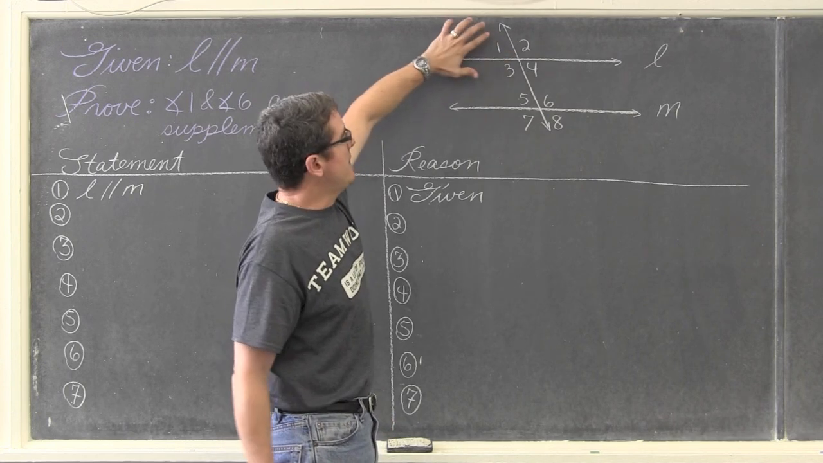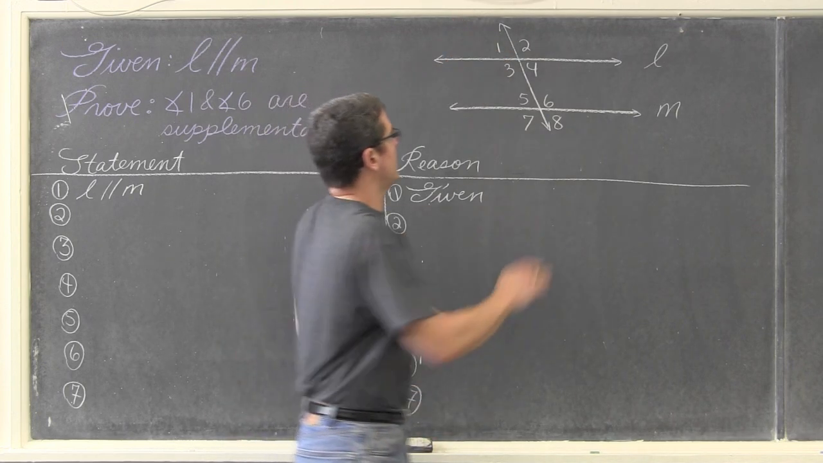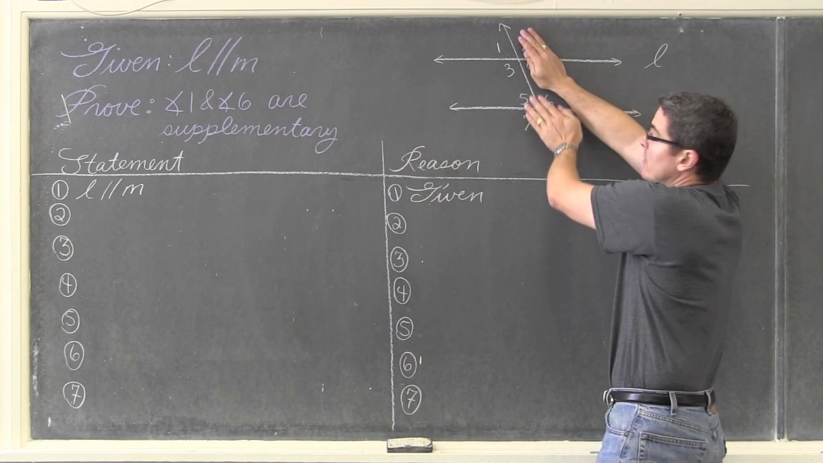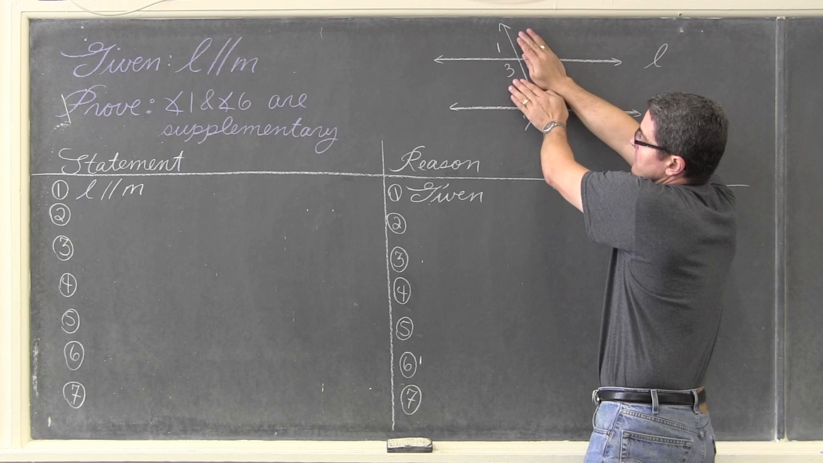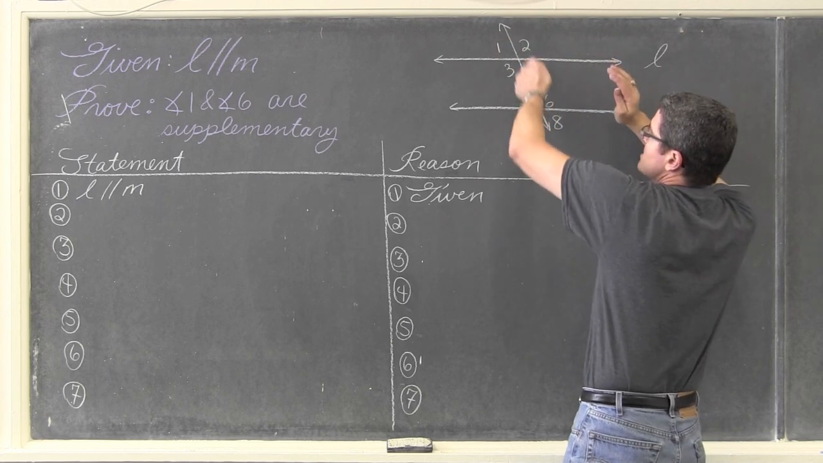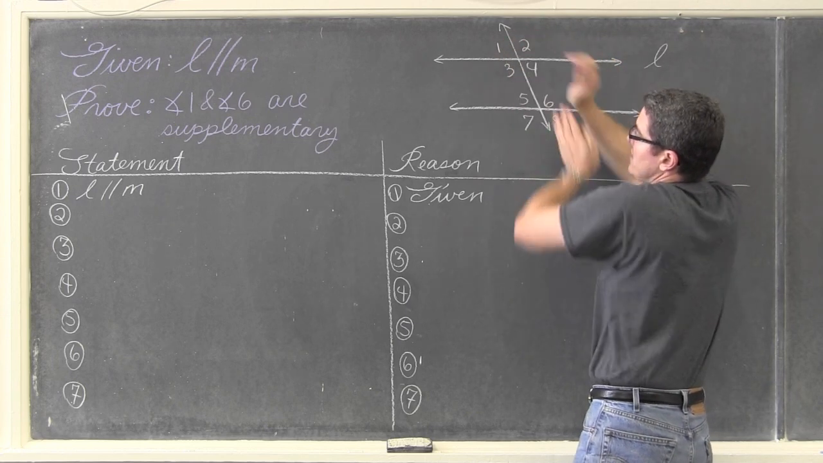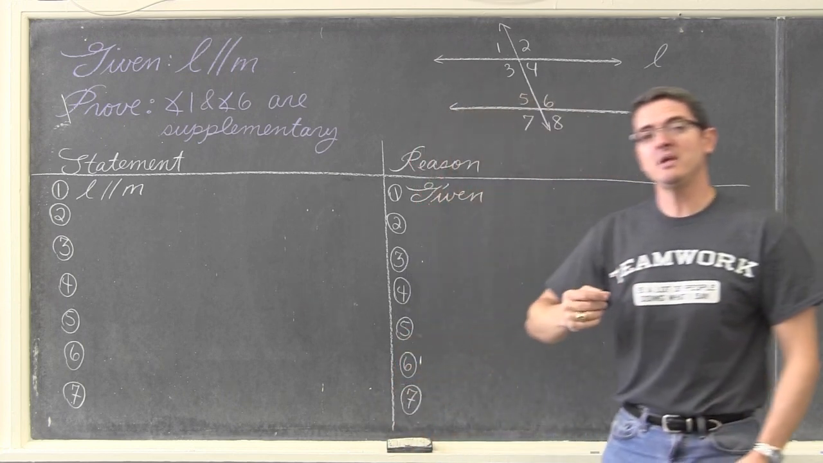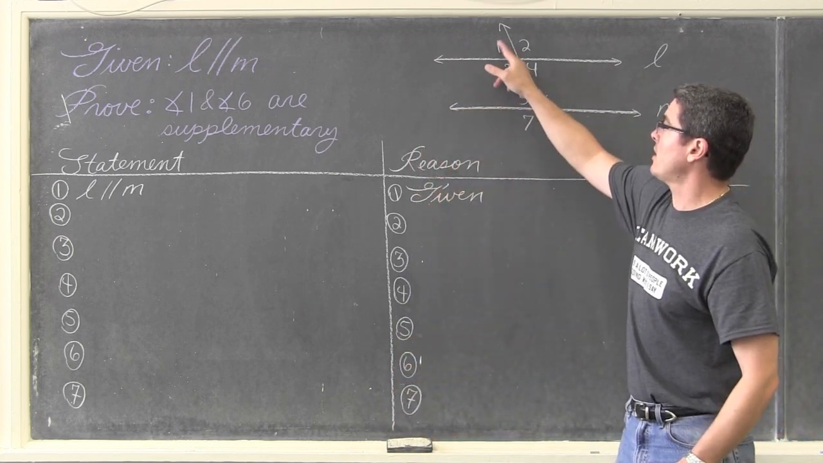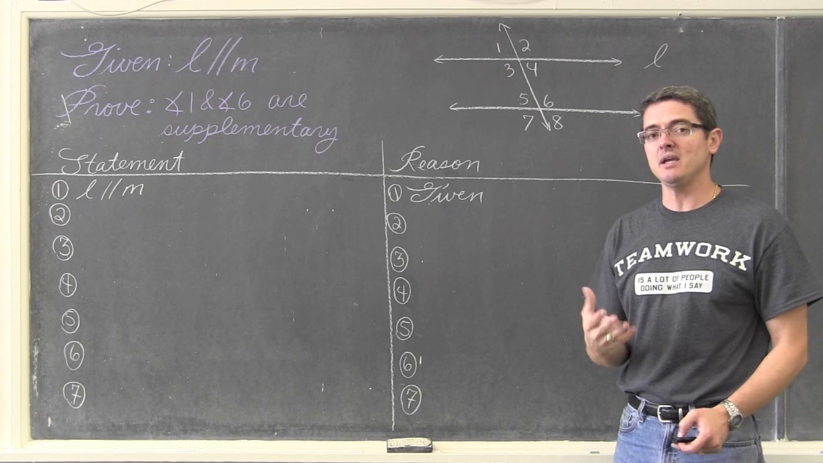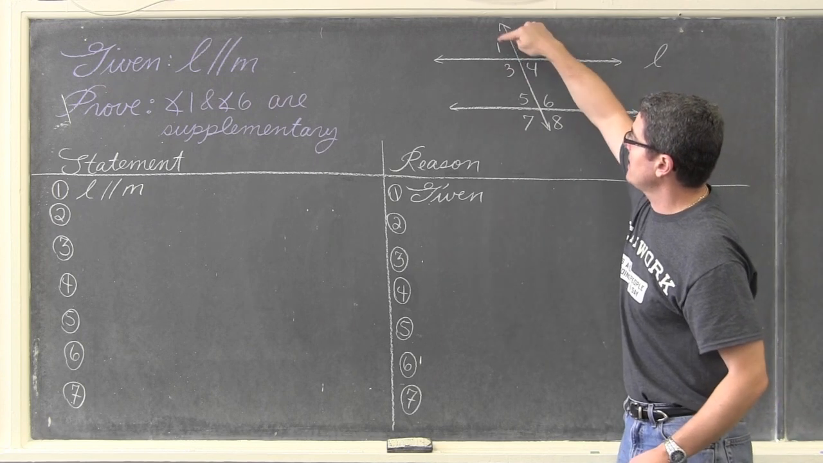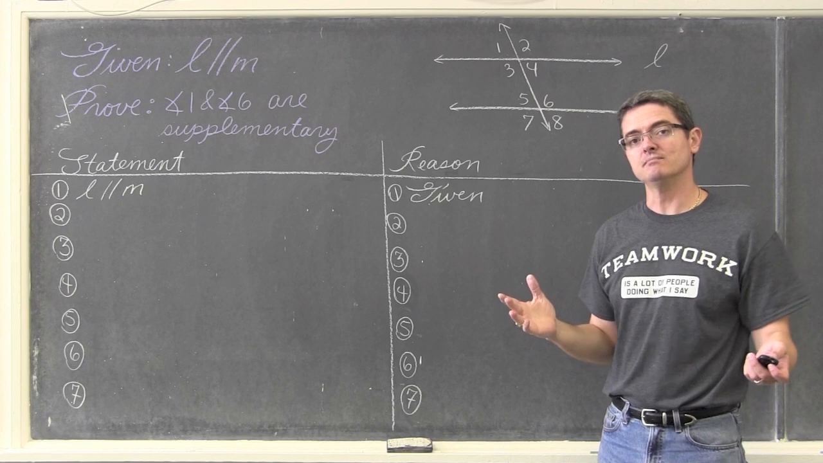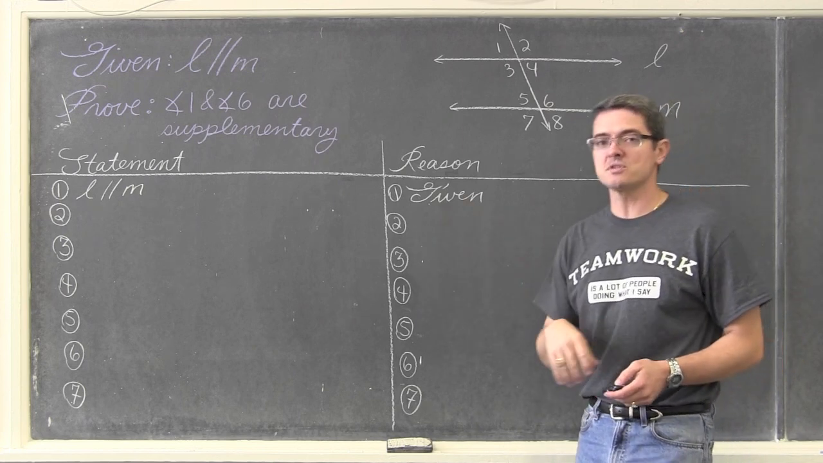Now, if I have angle 1 and angle 3, and I cover up the rest of the diagram that is not specifically related to those two angles, I see that angles 1 and 3 are adjacent and forming a straight line, which means that angle 1 and 3 are a linear pair. And what does that mean? A linear pair of angles are supplementary by definition. So let's get that written for step number 2.